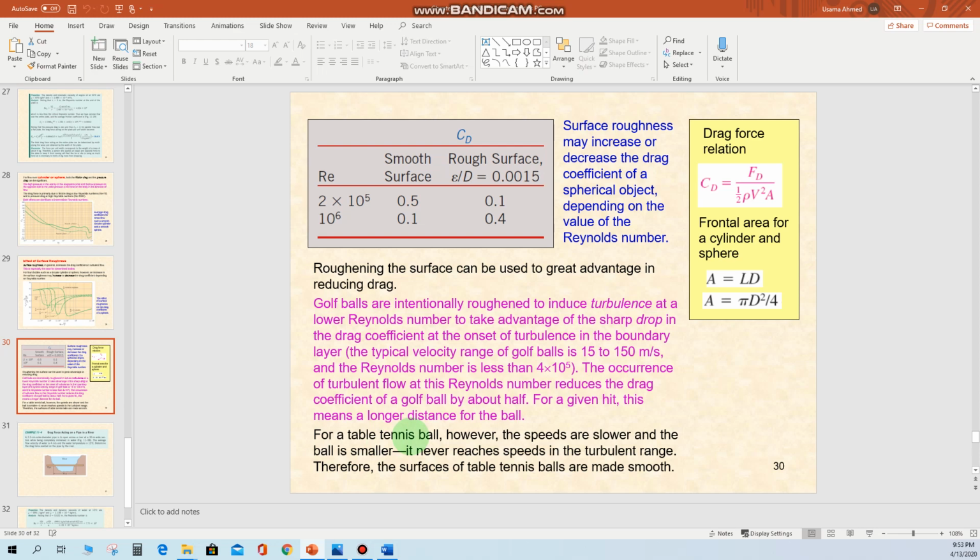Okay, so when we make a hit, we don't want the tennis ball to go off the table. So what we need here is to increase the drag force, or increase the value of the drag coefficient. Now, how can we actually increase the value of the drag coefficient?